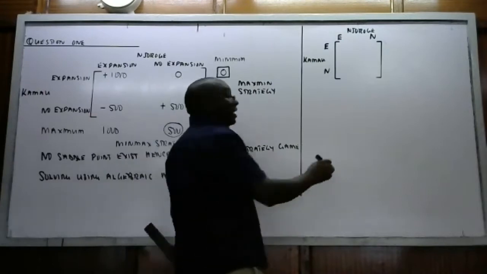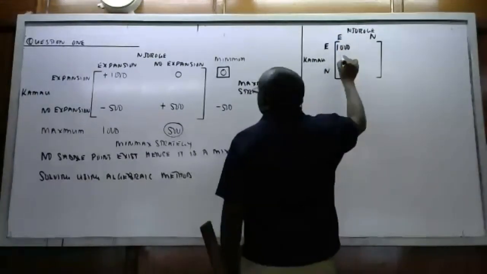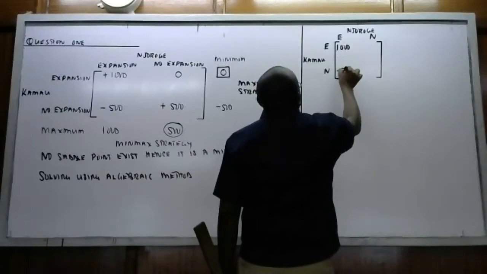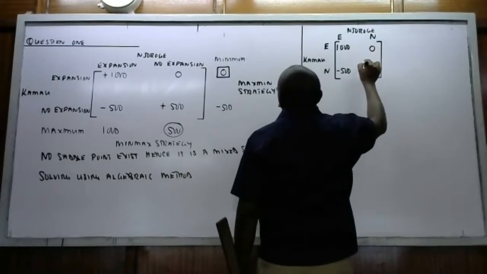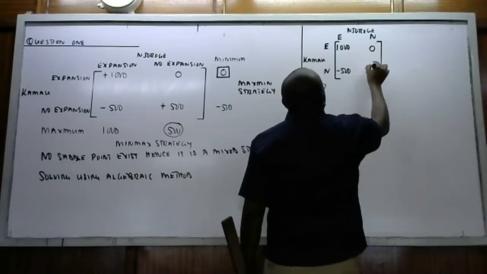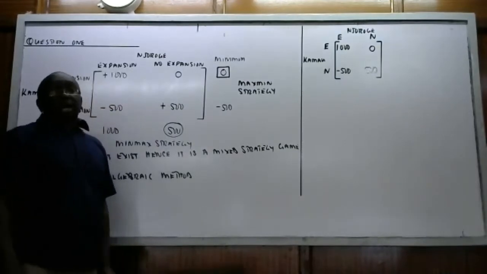So the payoffs are 1,000, this is minus 500, this is 0, and this is 500. That is 500.